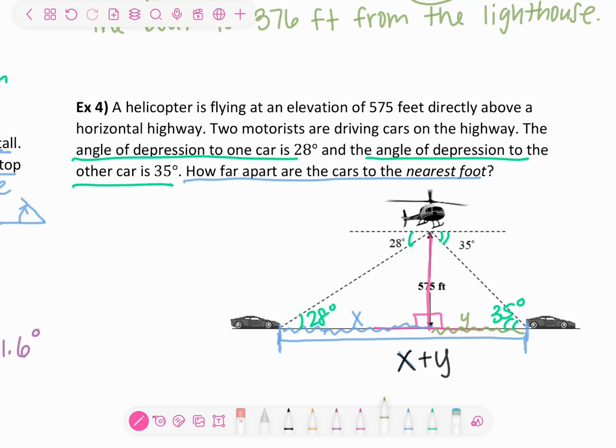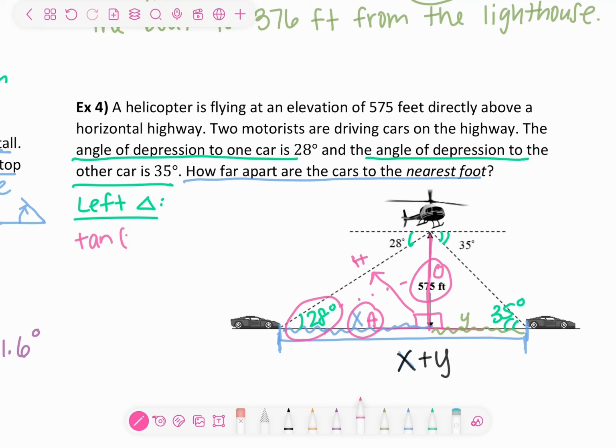So now I can figure everything out. So I'm going to do the triangle on the left. I'm going to do the left triangle separate from the right triangle. Okay. So for the left triangle, let's see what we have. We have our reference angle. We have nothing on the hypotenuse. The opposite side is that 575. And the adjacent side is x. Okay, so tangent. So the tangent of 28 degrees equals 575 over x.